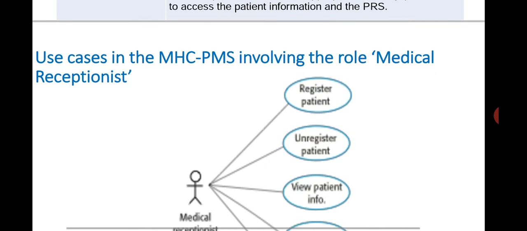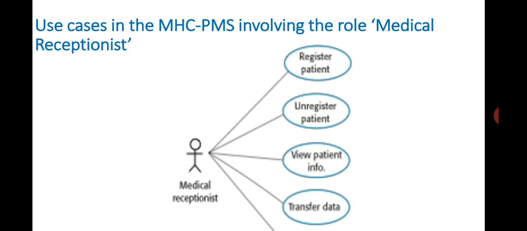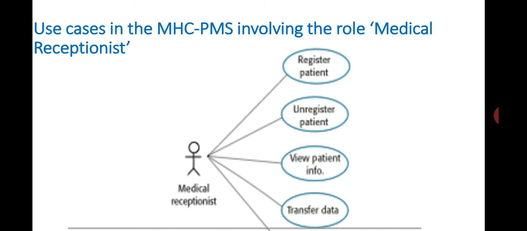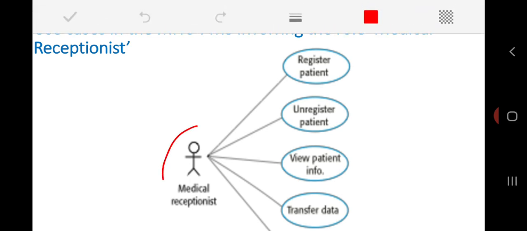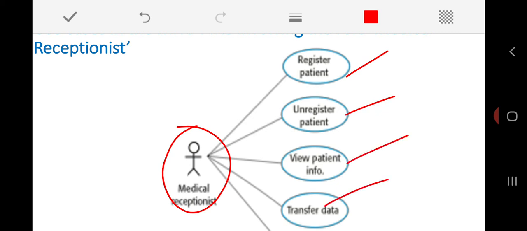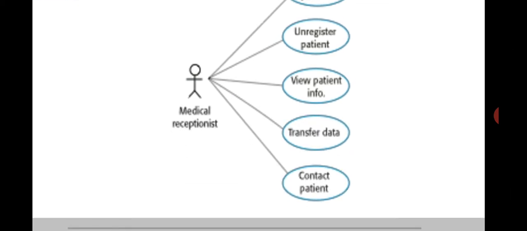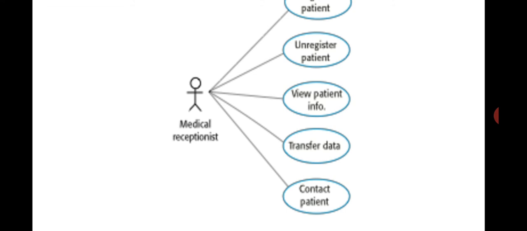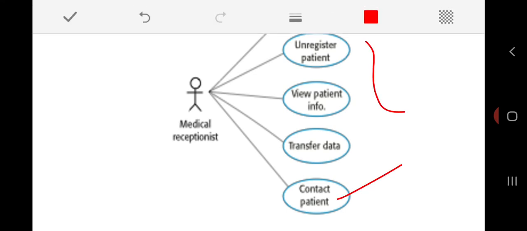Just like that, have a look at the different use cases that we have identified, some examples for MSc PMS, especially for the role of medical receptionist. Here the actor is the medical receptionist, and with respect to MSc PMS, what are all the different interactions this medical receptionist can perform? The medical receptionist can register the patient, unregister the patient, and view the patient information. Just now we discussed that they can perform the data transfer, or they can contact the patient. These are all the different interactions that they can do.